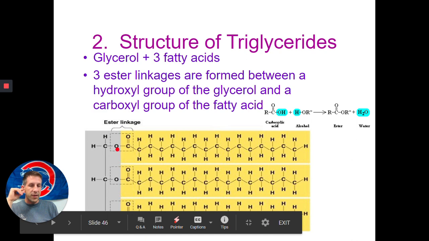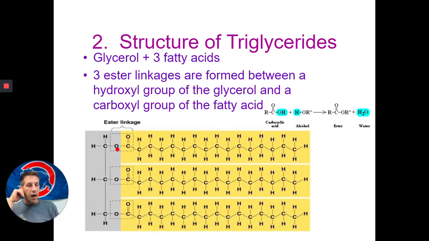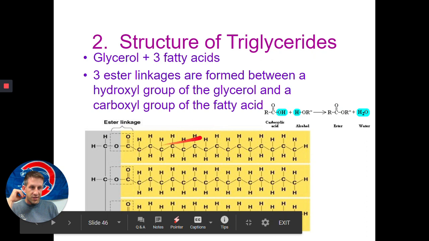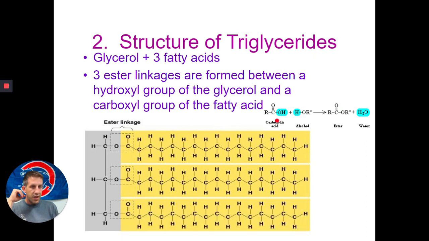but that's because we've already got a reaction and a bond that has occurred. What normally happens on these glycerol molecules, that O is actually an OH. Okay, that is a hydroxyl group.